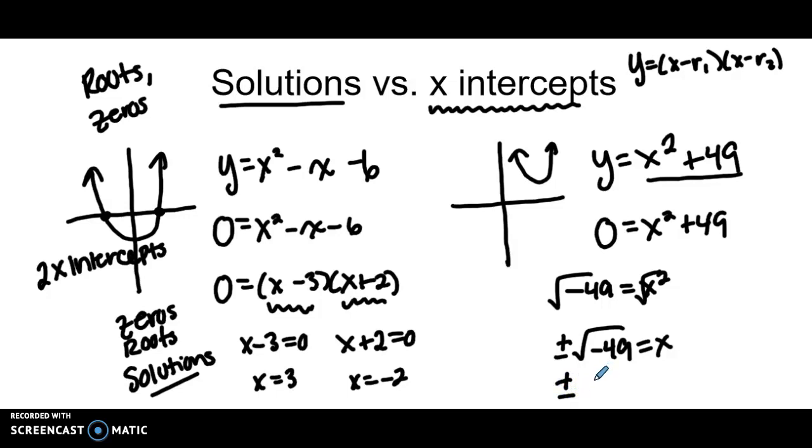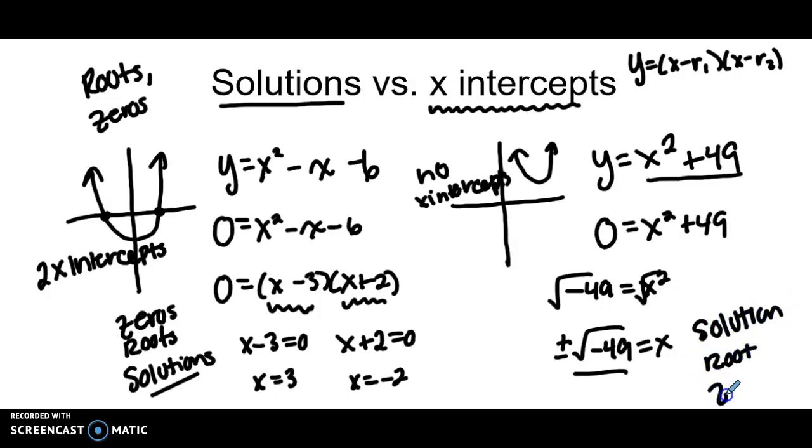We're going to leave it as the square root of negative 49 for right now. Later on in the lesson today, we'll figure out how to simplify that. But if you notice, this has no x-intercepts, because whenever we get an imaginary number, I can't graph that. So that is not an x-intercept. However, this is a solution, it is a root, and it is a zero.